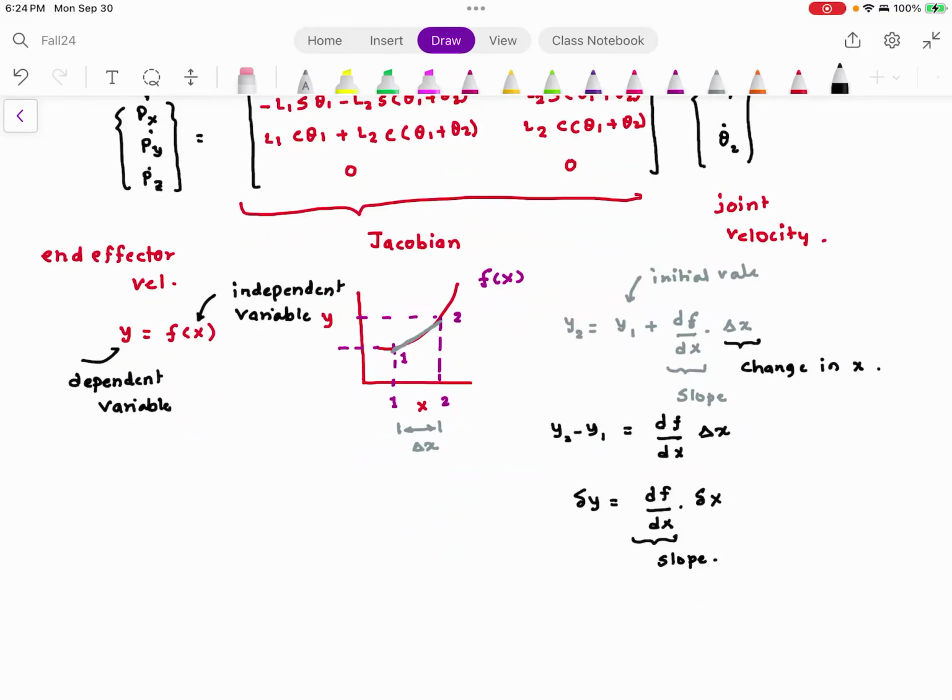Now I want you to visualize a slightly different case. Instead of a curve, I have a surface. Now what do I mean by that? I have a function z, I have x, and I have y. Actually, I didn't draw it at the right angle, so let me draw it something like this. I have y, and rather than a curve, I have a surface. On this surface, I'm going to draw lines which are parallel to y, and lines which are parallel to x.